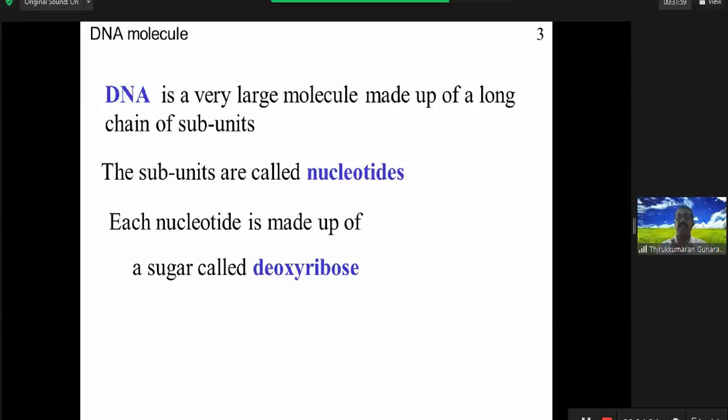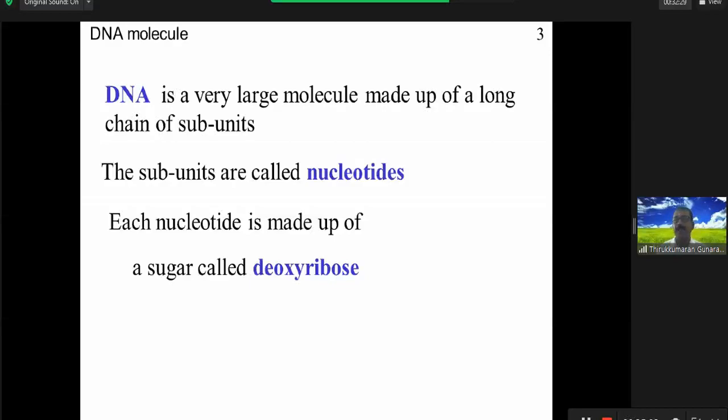Three components are there. One is sugar. What is sugar? Like sucrose, maltose, fructose. It's ribose, but there's a lack of one oxygen. Therefore, deoxyribose. So DNA is a very large molecule made up of a long chain of subunits. Those subunits we call nucleotides. Each nucleotide is made up of three components.